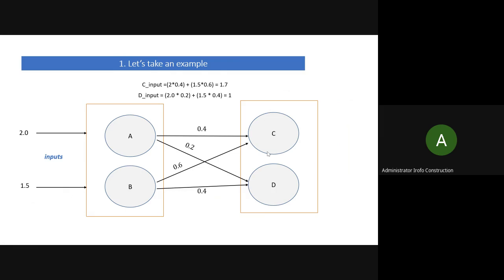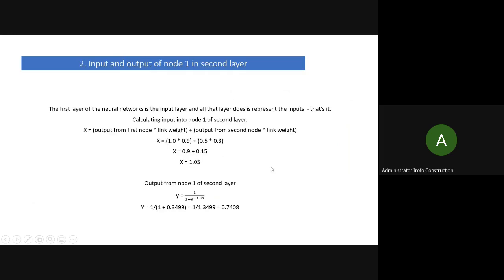For me to get the output for this one, I just have to apply the 1.7 to the activation function. And then this one, the 1.2, you have to apply it to the activation function. So that's what you're seeing here.